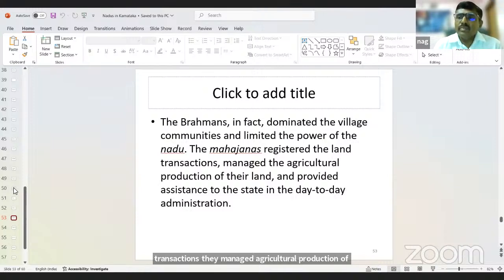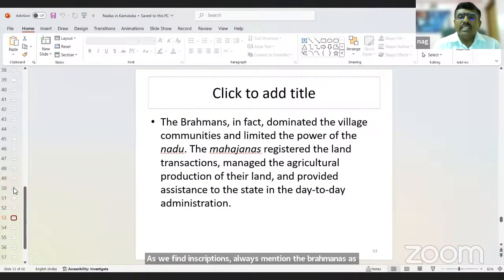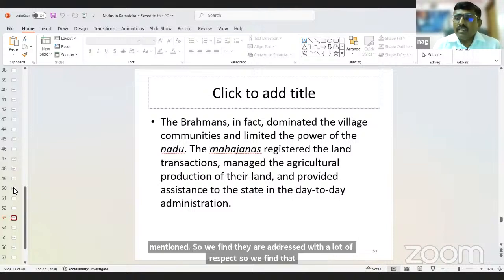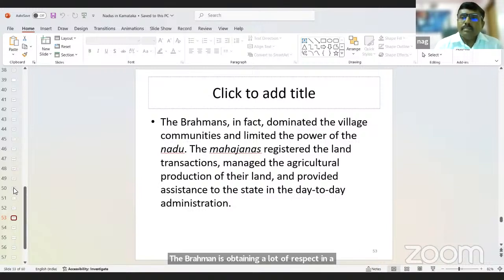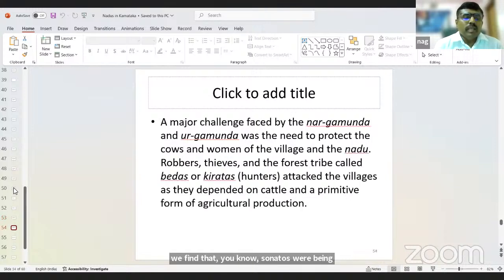As we find, inscriptions always mention the Brahmanas as witnesses. Brahmanas are mentioned, so these Mahajans are also mentioned, and they are addressed with a lot of respect. So we find the Brahmanas obtaining a lot of respect in that pre-modern society. In that case, we find that Nadus were being controlled by the state and also with the help of the Brahmanas.